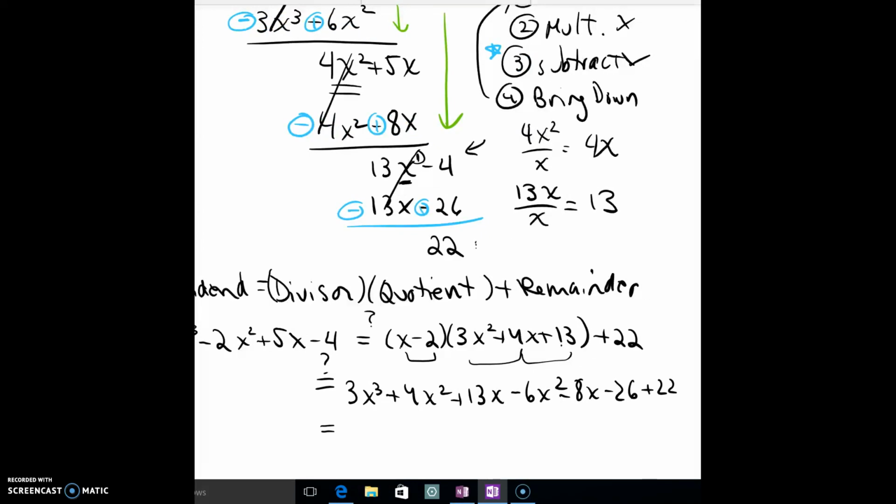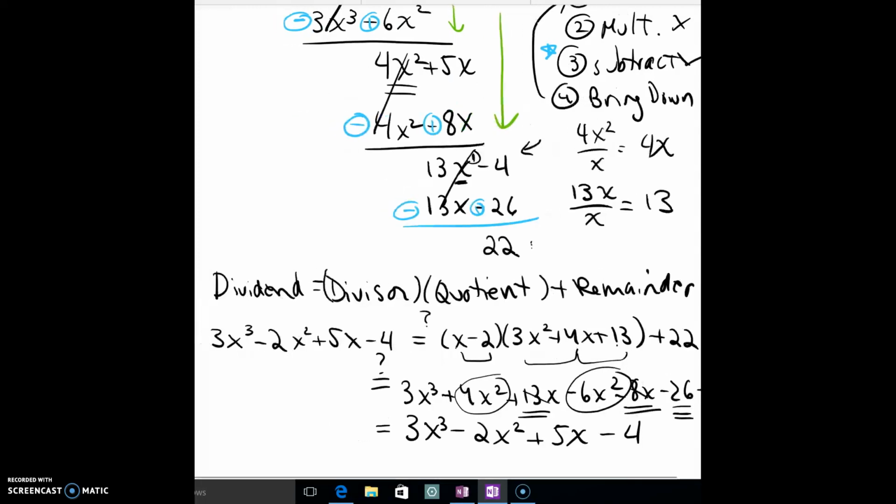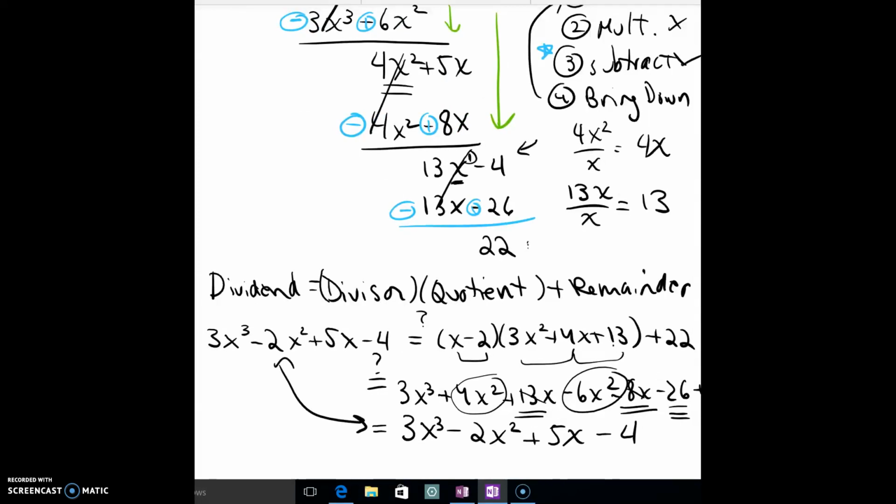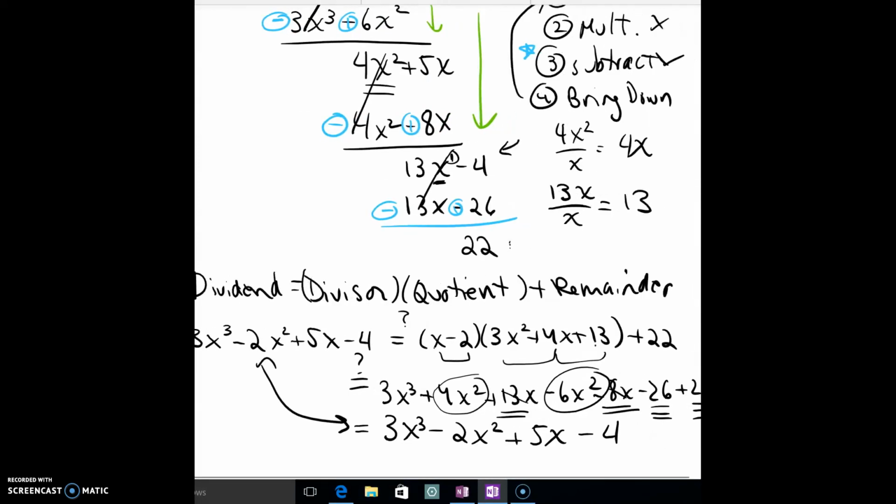Now we're going to look for any like terms. I have 3x cubed, no other cubic terms. For my squared terms, we have 4x squared minus 6x squared. That gives us negative 2x squared. For our x terms, we have 13 minus 8, and that's plus 5x. I'm done with these also. And for our constant term, we have negative 26 plus 22, which is negative 4. And if you check, look at that. We get back the original dividend. So that is indeed a proof that dq plus r works for this one.